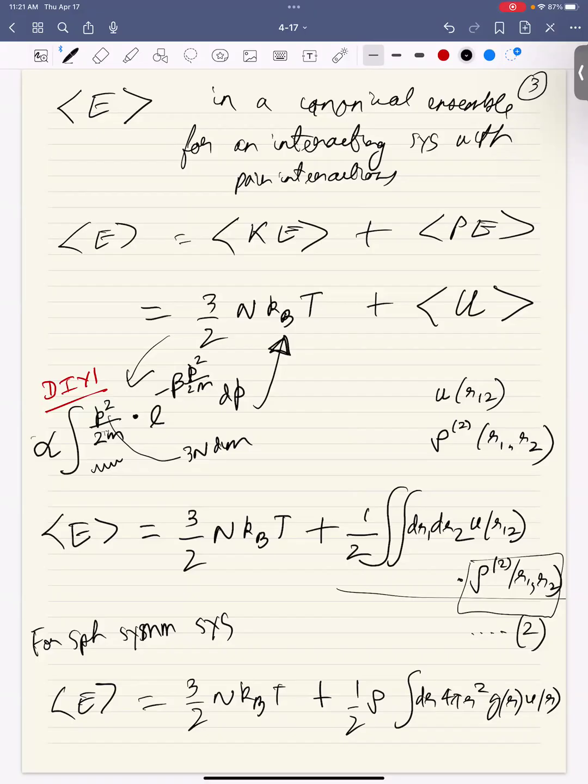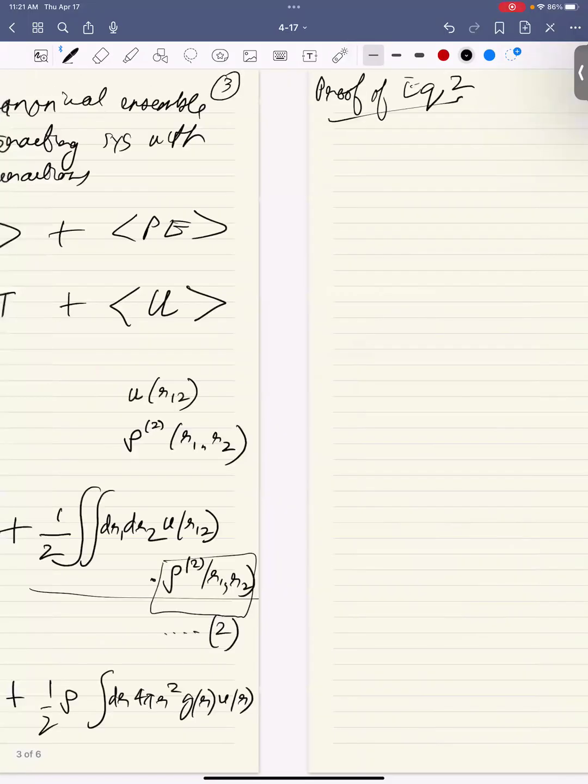It's not too hard. So it's the same idea, but you will be using the spherical symmetry and switch from dr1, dr2 to dr12 and then do spherical coordinates and stuff like that. So first, let's try to show equation 2. And it's important that you understand why this intuitively makes sense before we get into the math of it. Okay. I'll pause for a moment.